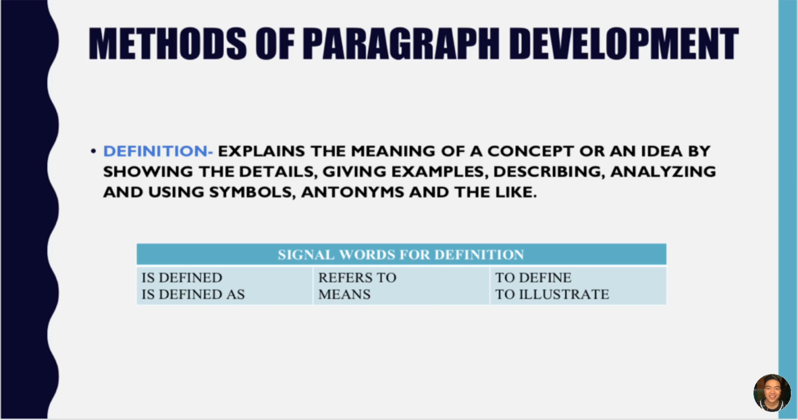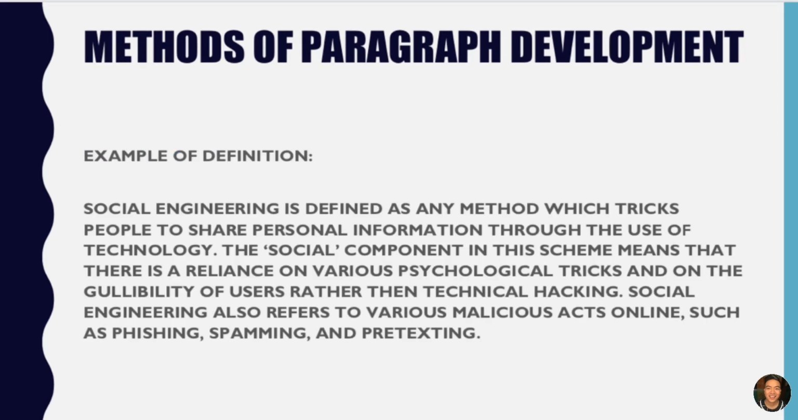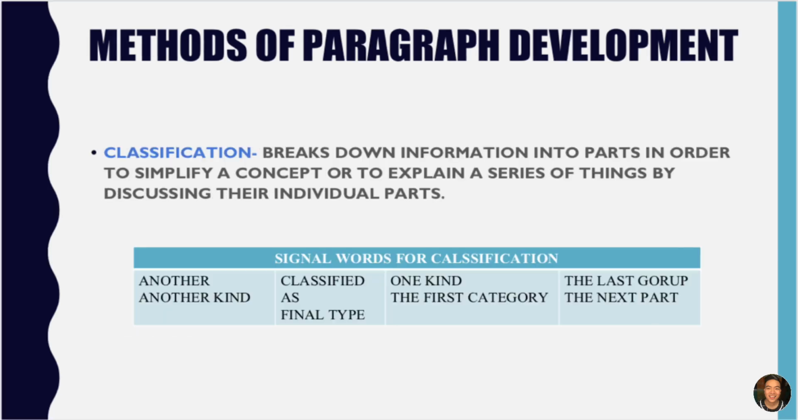Let's take a look at the example for definition. Social engineering is defined as any method which tricks people to share personal information through the use of technology. The social component in this scheme means there is reliance on various psychological tricks and on the gullibility of users rather than technical hacking. Social engineering also refers to various malicious acts online, such as phishing, spamming, and pretexting.